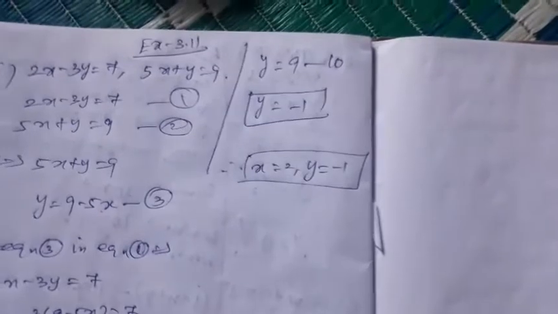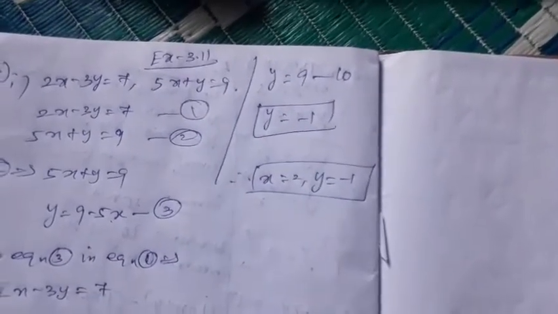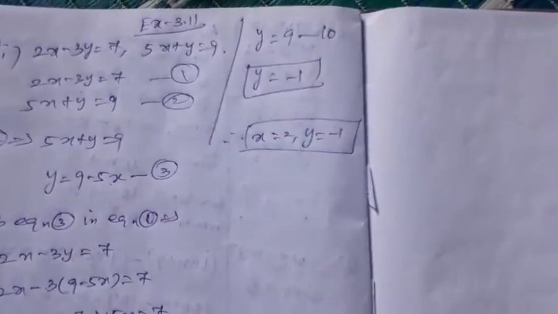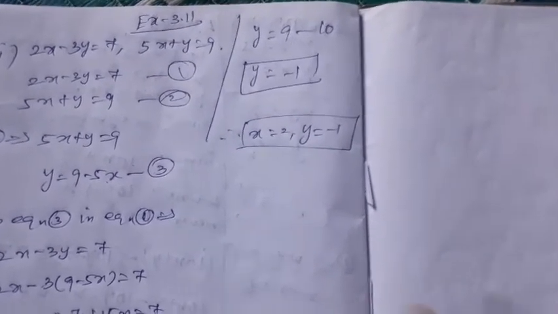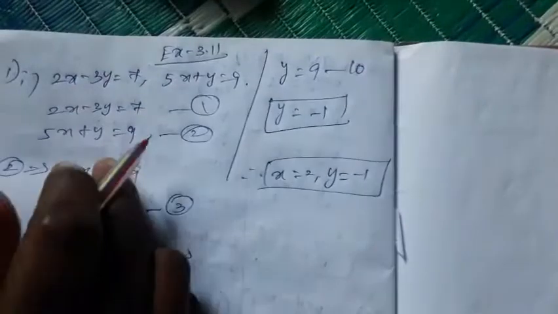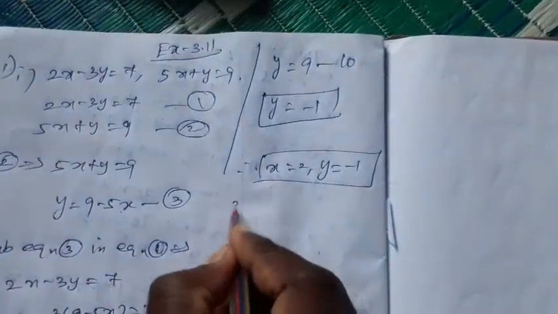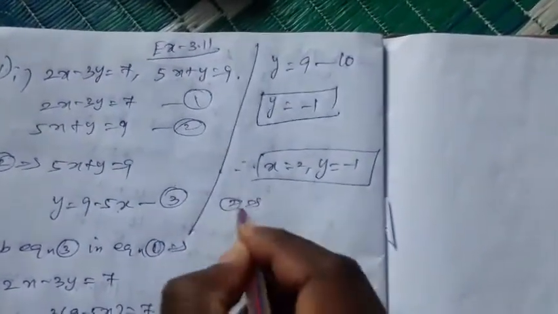Now we are going to check one time whether it is right or wrong. We want to find whether it is correct or wrong. Take equation 1 or 2, any one. I'm taking equation 2. So this is the verification.